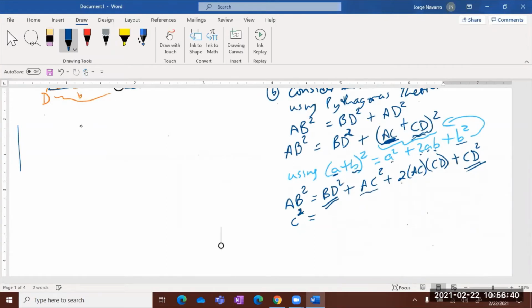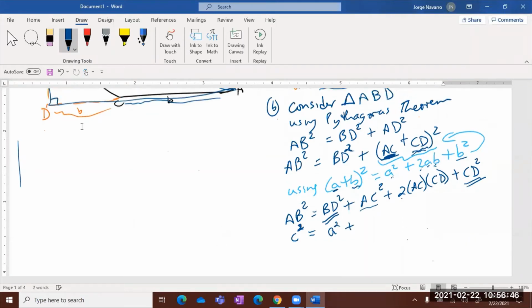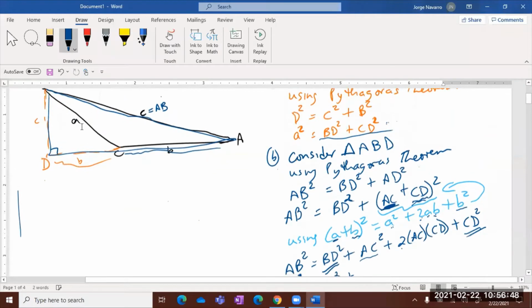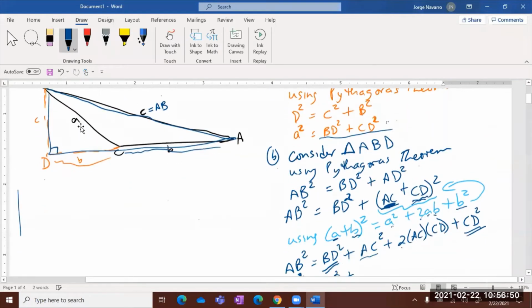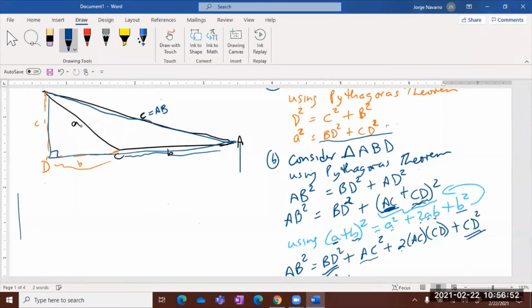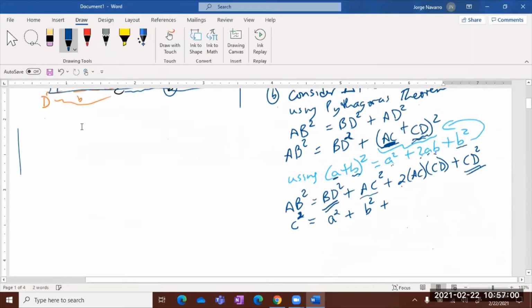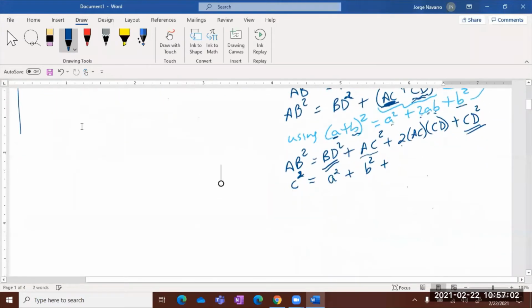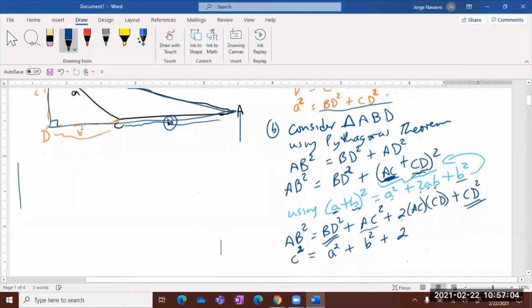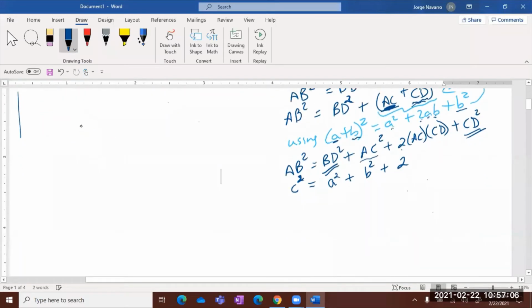equals, well, I just told you that this and this gives me A squared plus, let's look at the next one, AC. Where is AC? AC is right here, see, A to C. And A to C, we call it B. So this will be B squared plus, now here's the problem, 2 AC we said is B.